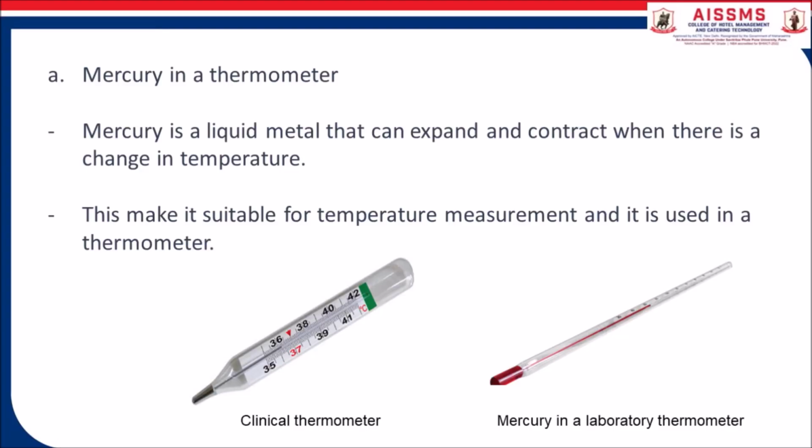On this particular slide, you can see a picture of a thermometer. So, which metal is found in the thermometer? Yes, it's mercury. Now, mercury is a liquid metal which expands and contracts if there is a change in the temperature. This apparatus is suitable for temperature measurement, and hence it is used as a thermometer. So that is how we can check the temperature in the clinical thermometer.